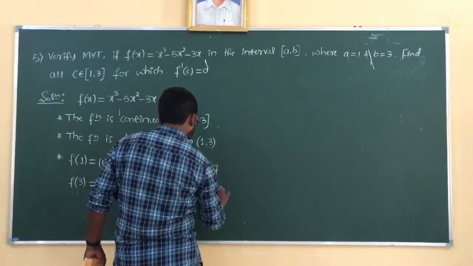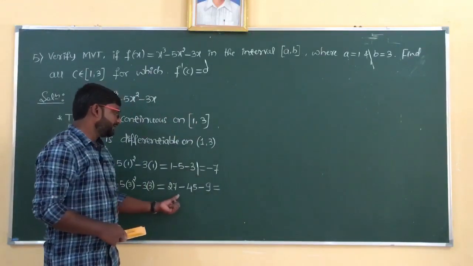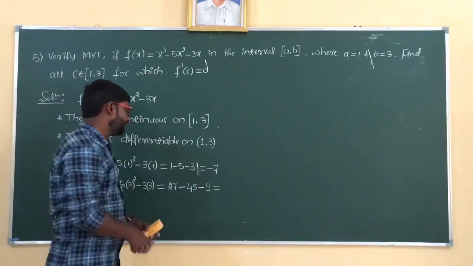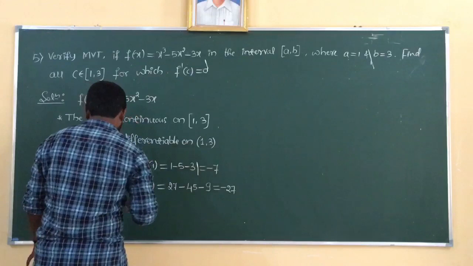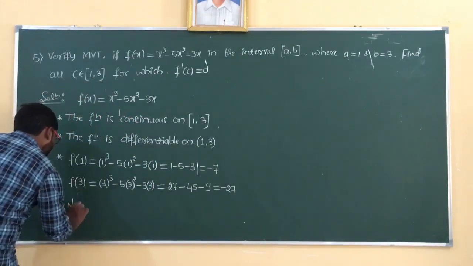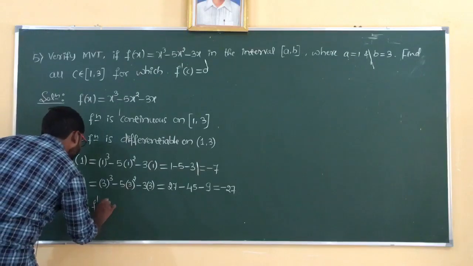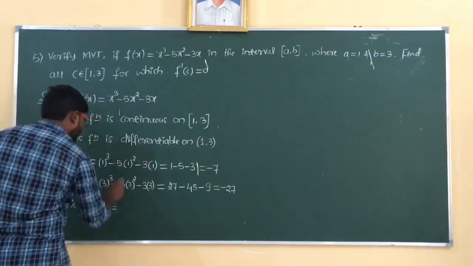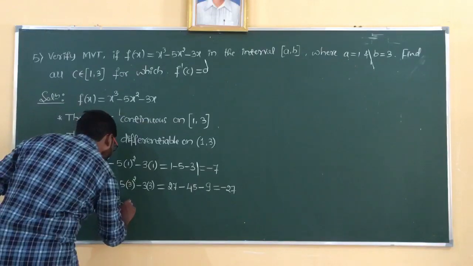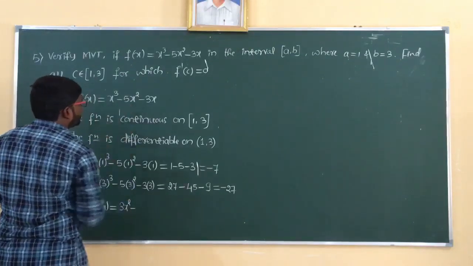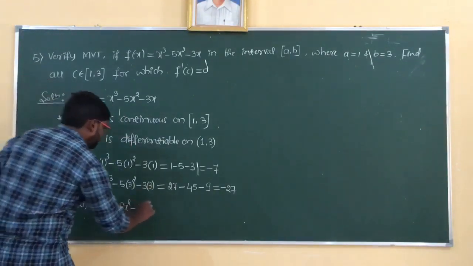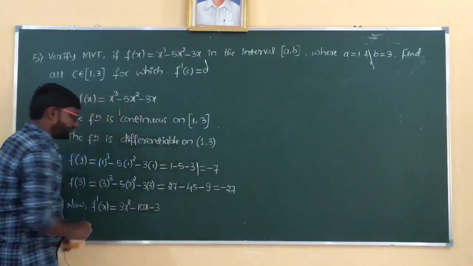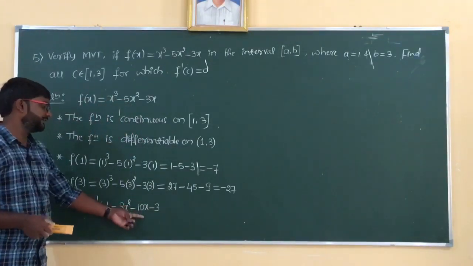So how much do we get now? 27 and then minus 54 will give us minus 27. So now f dash of x is equal to the derivative of x cube, which is 3x square, then minus, what is the derivative of 5x square? It is 10x, minus 3. So f dash of c will be 3c square minus 10c minus 3.